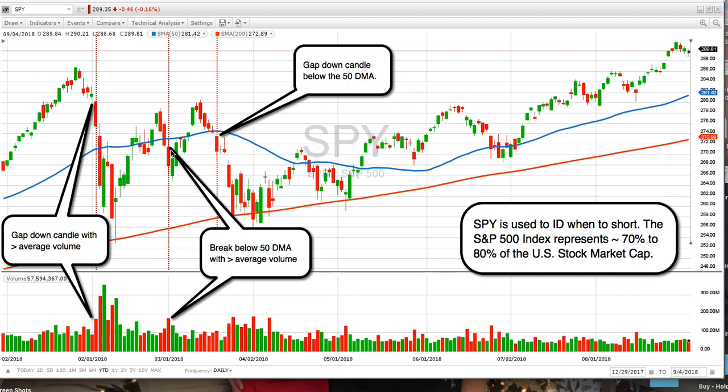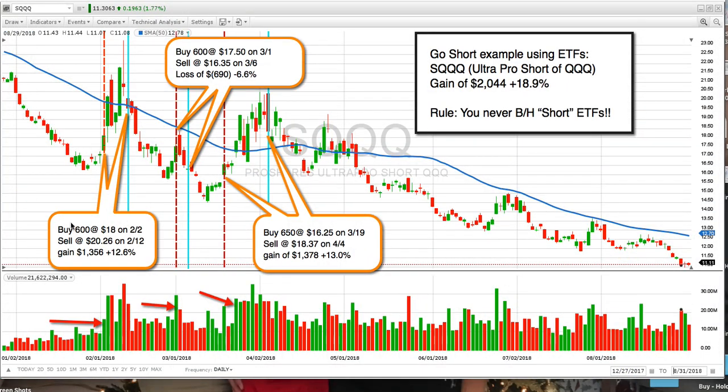Now here's a second indication, and this one happened when we had a gap below the 50-day moving average, and we had higher volume. Again, failure, and then a gap below the 50-day moving average. So that was our third identifying characteristic that we're in a correction at this point. Okay, now let's take a look at how we actually did the trades.